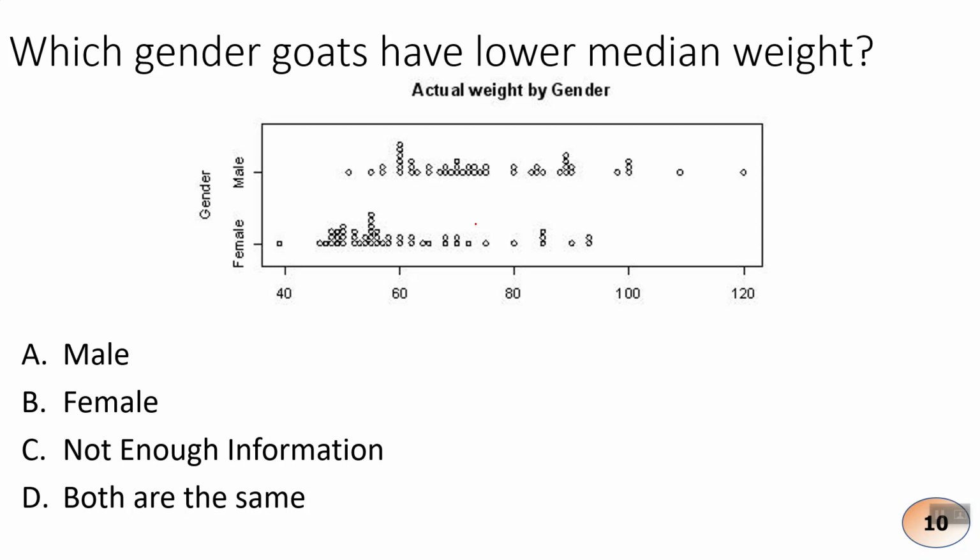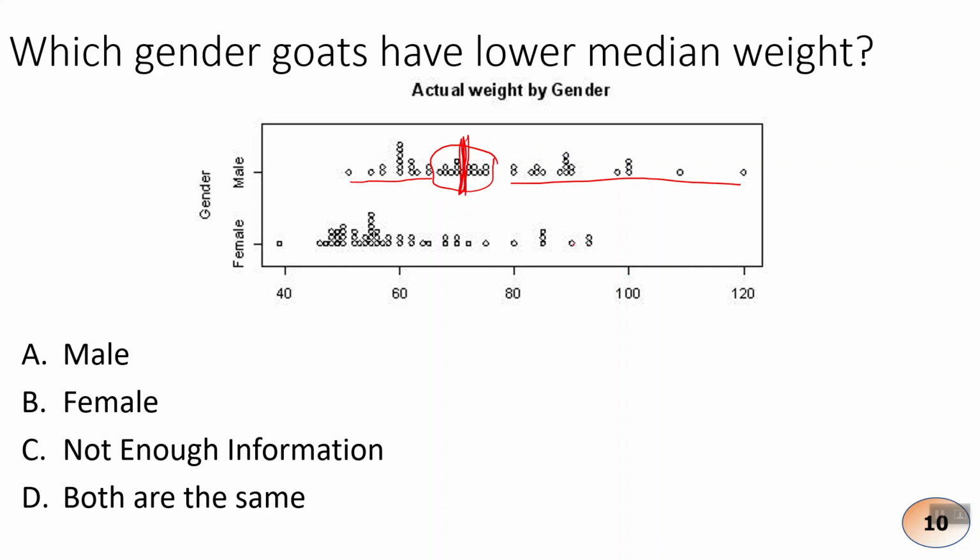Okay, so the lower median. For the males, I'd say the middle is probably somewhere in, I'm not going to count all the dots, but it's probably somewhere in this section here. We got a good number of dots over here on the left side, and a good number of dots up here on the right side. Those will probably cancel out. Our median's probably going to be somewhere between 60 and 80.